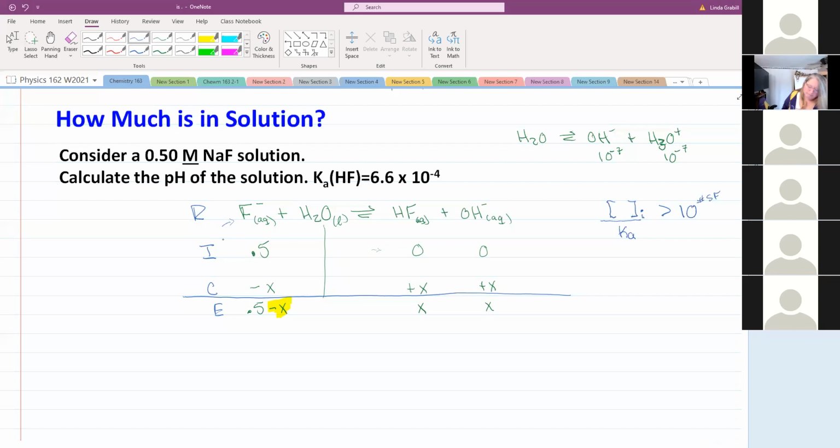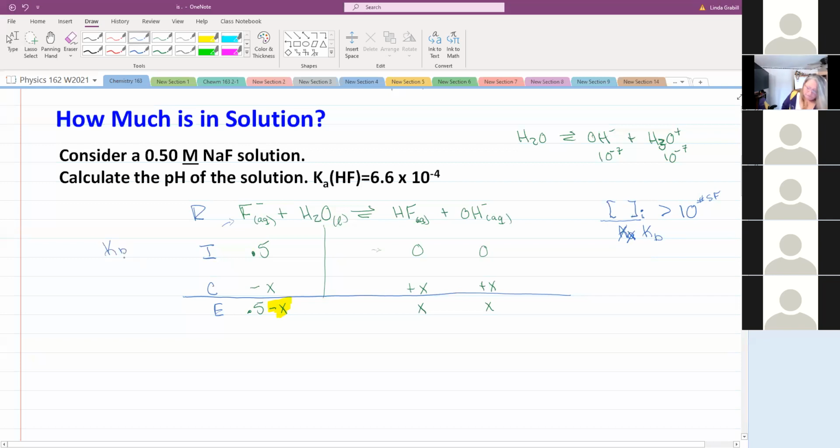Am I doing an acid reaction? Not really. So I can't use Ka. This has to be Kb. I'm producing hydroxide, which means my fluorine ion is acting like a base. So if it's acting like a base, this whole thing has to be in terms of a Kb.